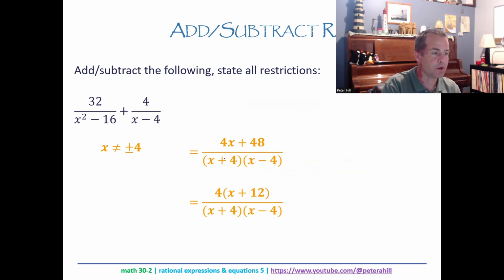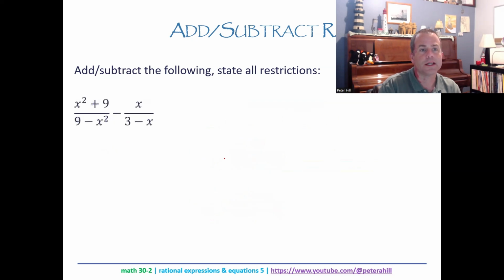This is awesome. Okay, let's try this guy, x squared plus 9 over 9 minus x squared, subtract x over 3 minus x. So top left, there's nothing to factor there. Don't look at that and say, oh, yeah, I have a difference of squares. Remember, difference is subtraction, and that's actually an addition of squares, okay?